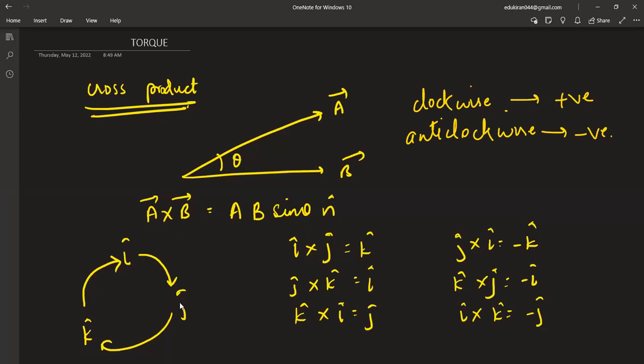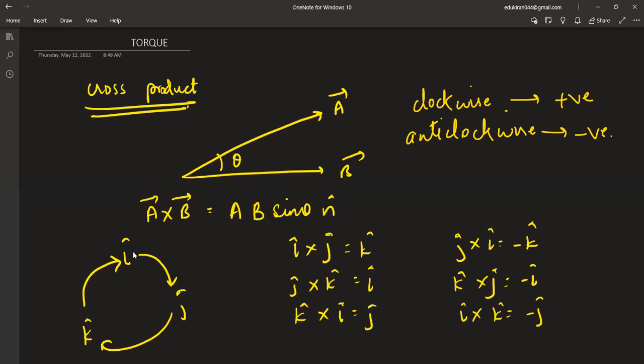Let's take the opposite. If we are moving from j cap to i cap, which is the third quantity left? k cap. So it would be k cap definitely. And in which direction are we moving? It is anti-clockwise, opposite direction to the way the clock moves. So anti-clockwise is negative, minus k cap. j cap to k cap, plus i cap. k cap to j cap, minus i cap.